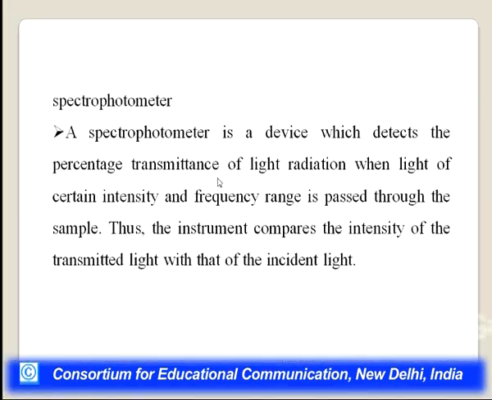Now, what is a spectrophotometer? A spectrophotometer is a device which detects the percentage transmittance of light radiation when light of certain intensity and frequency range is passed through the sample. Thus, the instrument compares the intensity of transmitted light with that of the incident light.